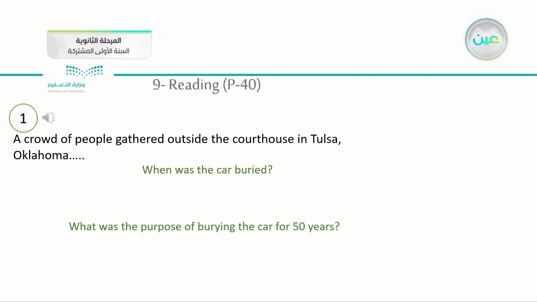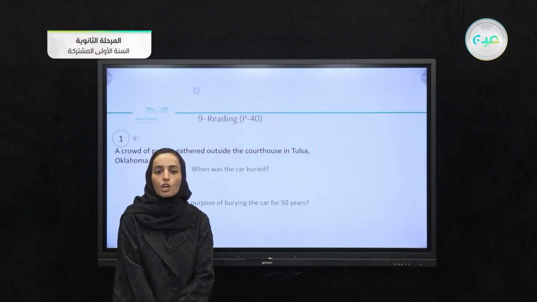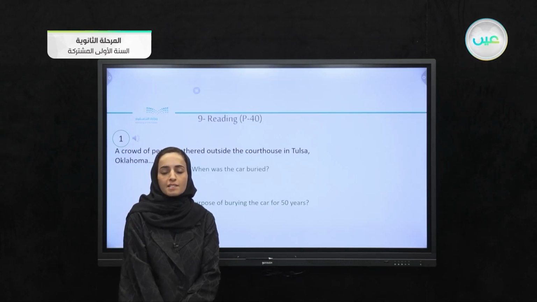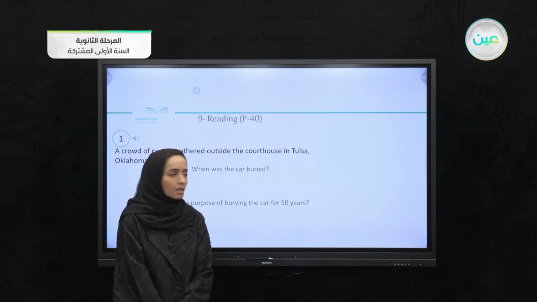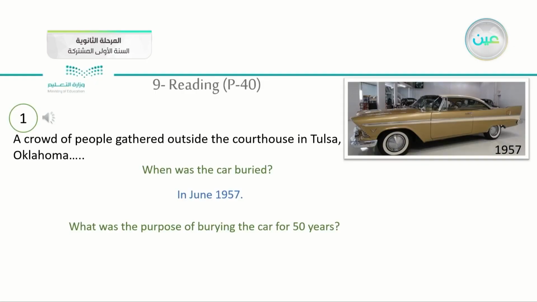So, when was the car buried? Try to find the time, the date. It was buried in June 1957, and they were planning to hide it there for 50 years. So if we count 1957 plus 50, we will have 2007. So it will be unearthed in 2007.